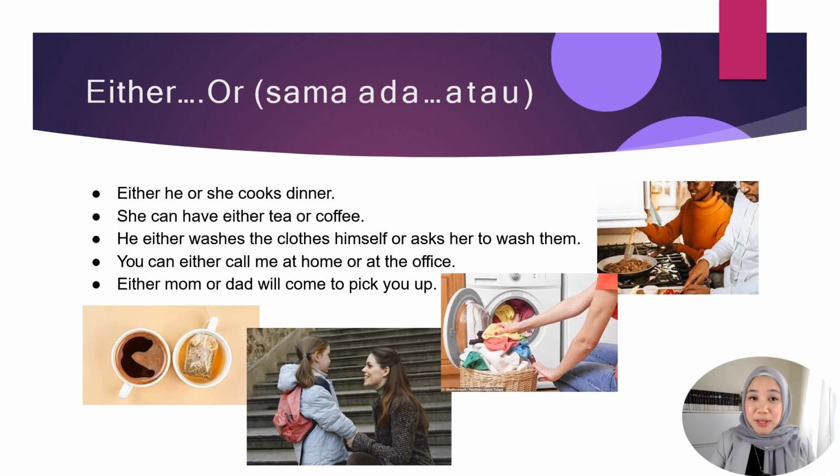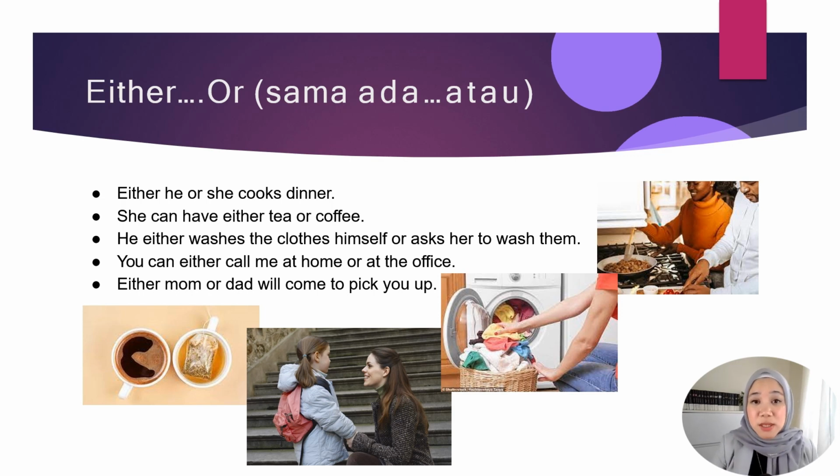So look at the example there so you know how to use it. Either he or she cooks dinner. Sama ada dia ataupun dia akan masak makan malam. She can have either tea or coffee. Dia boleh minum sama ada teh ataupun kopi.